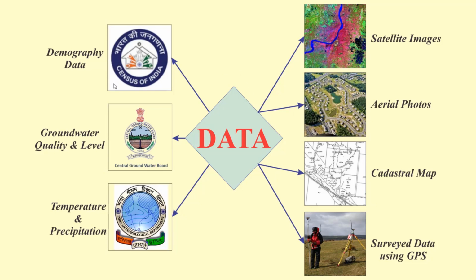Another type is non-spatial data, which is also called attribute data. It is data which provides information about the spatial data. For example, population information collected from the Census of India, groundwater quality and level from the Central Groundwater Board, and temperature and precipitation data from the Indian Meteorological Department.